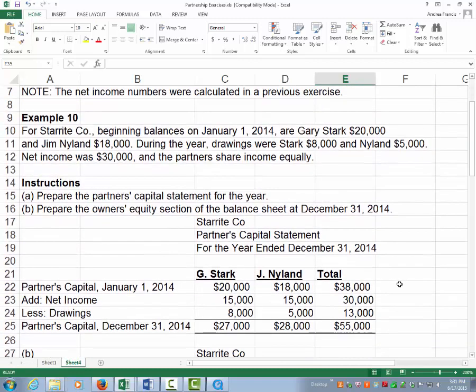So over here, I'm just going to show you the answer. And then you can, of course, feel free to do the calculations on your own. We obviously put the name of the company, the name of the statement, the period of time that applies, and then we begin with the beginning capital balance. It's given in the question, right? Stark is 20,000, Nyland is 18,000 for a total of 38,000.